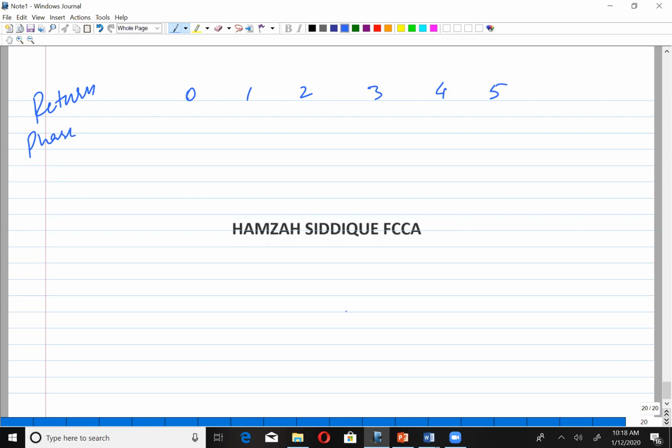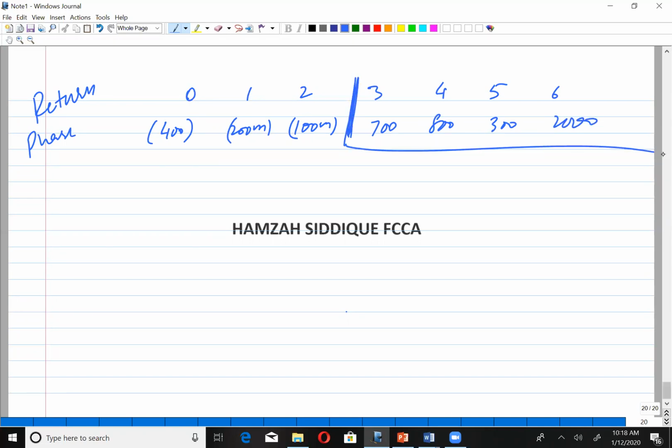For example, a project involved investment of 400 million here, 200 million here, and 100 million here. And positive cash flow occurs from here, 700 million, 800 million, 300 million, 200. So return phase is starting from here. One example. Second example.